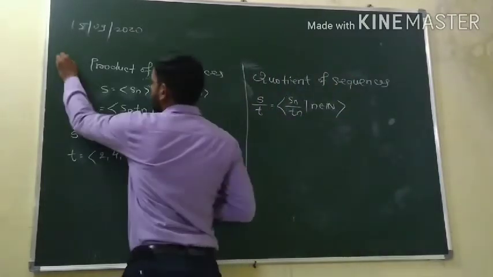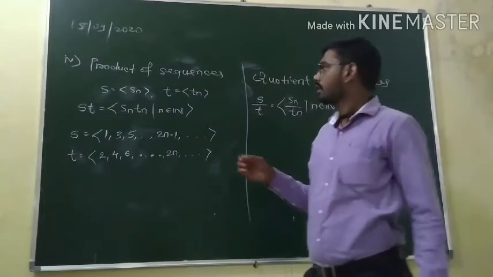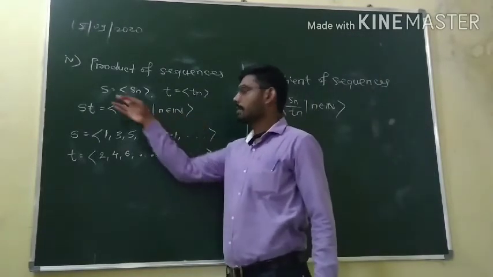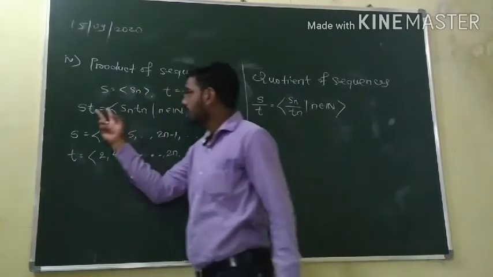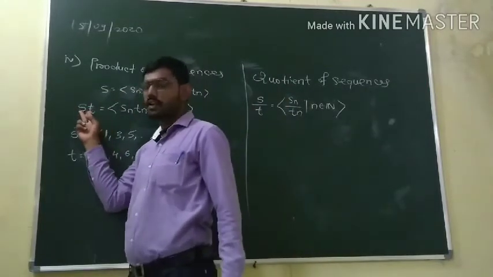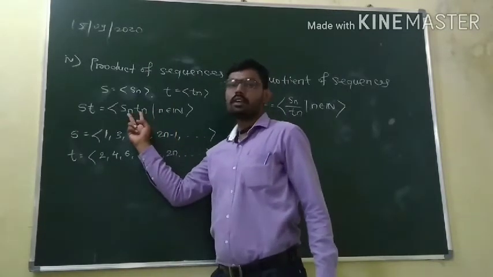The next operation is the product of sequences. It is also very simple. Suppose we are given again two sequences S and T. Then the product sequence, that is S times T, is defined as the product of the n-th terms.